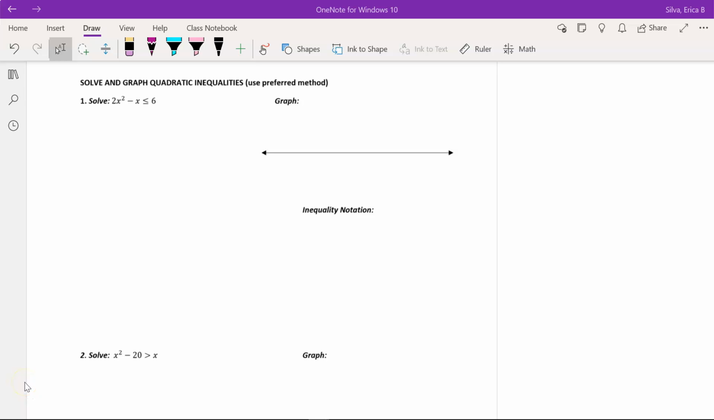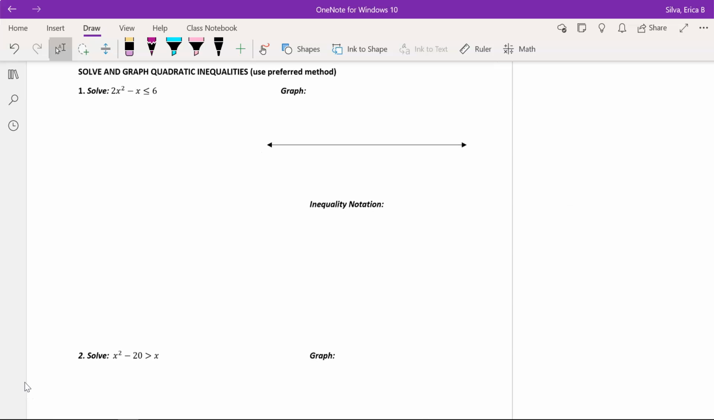For part 2 of your review, we're going to start with solve and graph quadratic inequalities using your preferred method. For this method, I'm going to be using factoring. So let's start with the inequality. Remember, we're going to solve it like an equation, so I'm going to change that to an equal sign.